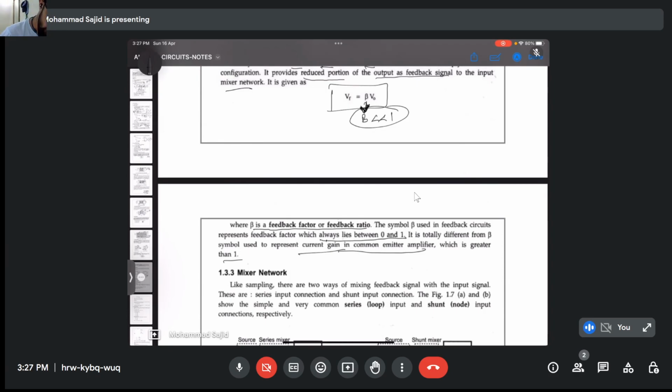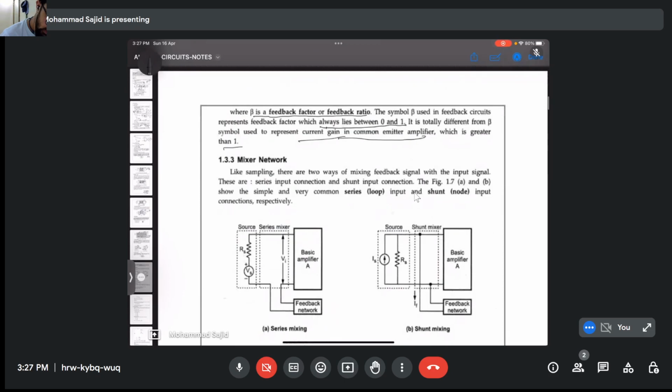This is different. Now we move on to mixer networks. Like sampling, where we have voltage and current sampling, there is mixing, which is of two types. One is voltage mixing.